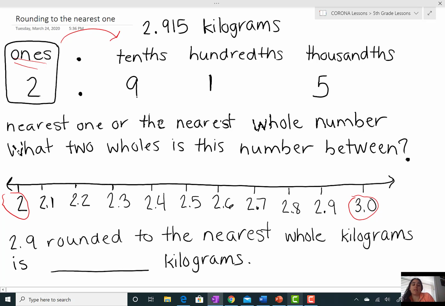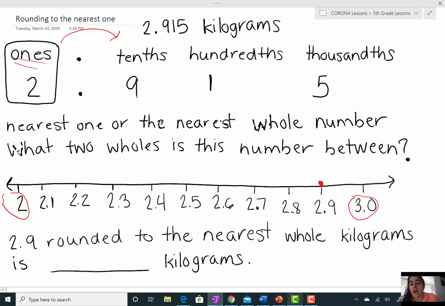So these are my 2 wholes that it's between, 2 and 3. So I decided to count out by tenths because that's the place value that's going to determine whether this number rounds up or down. So I have 2 wholes, 2 and 1/10, 2 and 2/10, 2 and 3/10, 2 and 4/10, 2 and 5/10, 2 and 6/10, 2 and 7/10, 2 and 8/10, 2 and 9/10, and 3 wholes. And look, 2 and 9/10 is where this number is if I just look at the digit in the ones and the tenths place.